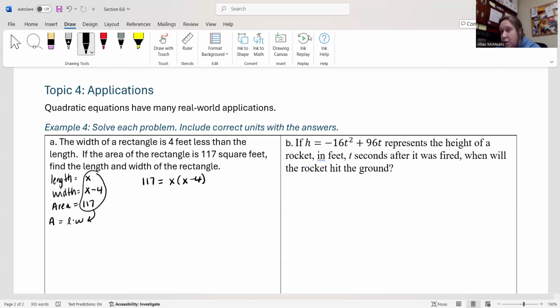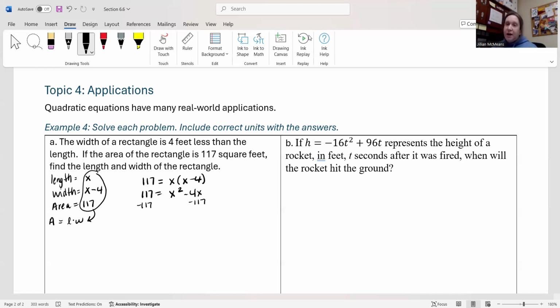Now we know to solve a quadratic equation, we need to put it in standard form. It may not look quadratic at this point because we don't see an X squared term, but when I distribute this X through X minus 4, we'll get that squared term that we want. So I've got 117 equals X times X, which is X squared, and then X times negative 4, which is negative 4X. Now I need to put this in standard form. It's almost there, but not quite. So I want to go ahead and subtract 117 from both sides.